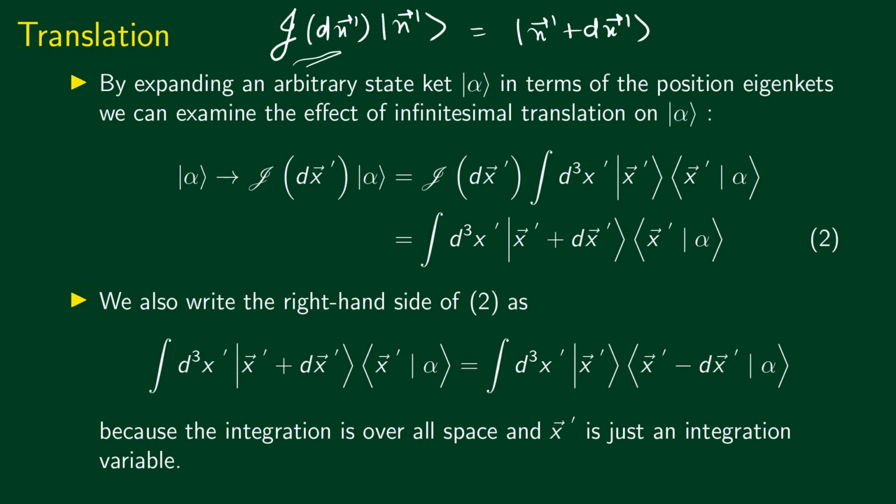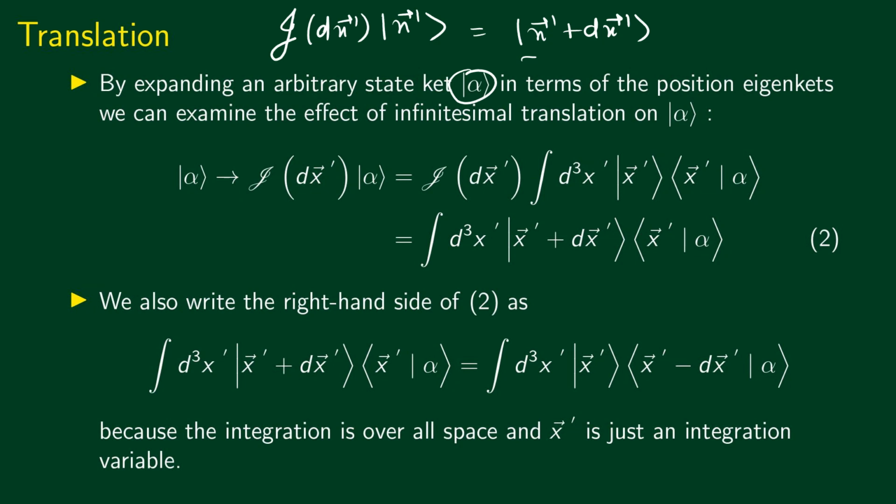How do we do this? Since we know the definition in terms of the position eigenkets, we can expand this ket alpha in terms of the position eigenkets, because the position eigenkets form a basis. So that's what we do.